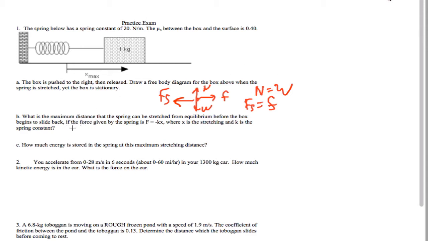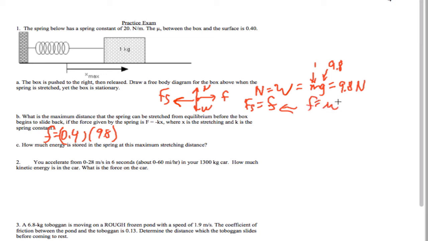So I know that the normal equals the weight, and I'm going to write that calculation up here. That's going to equal mg, and when we put in the numbers, that's going to be 9.8 newtons, because that's 1, and that's 9.8. Now, we can set the friction force equal to mu times N, so that's going to be 0.4 times the normal force, which is 9.8. So I just want to remind you here that friction is mu times N.